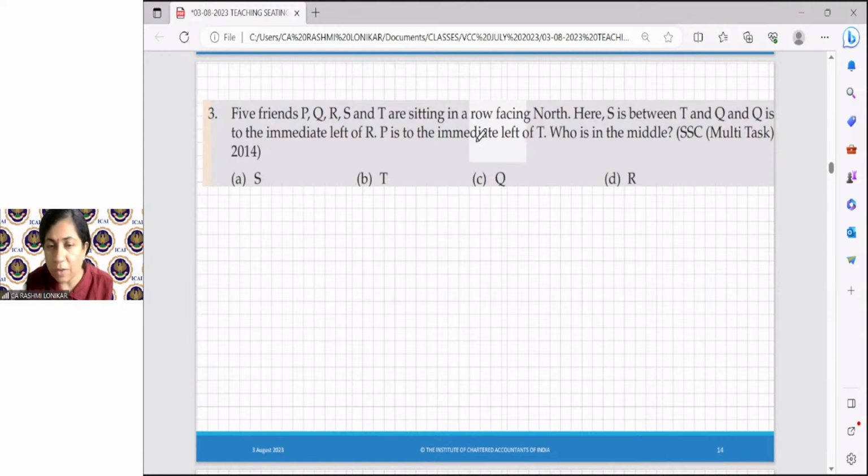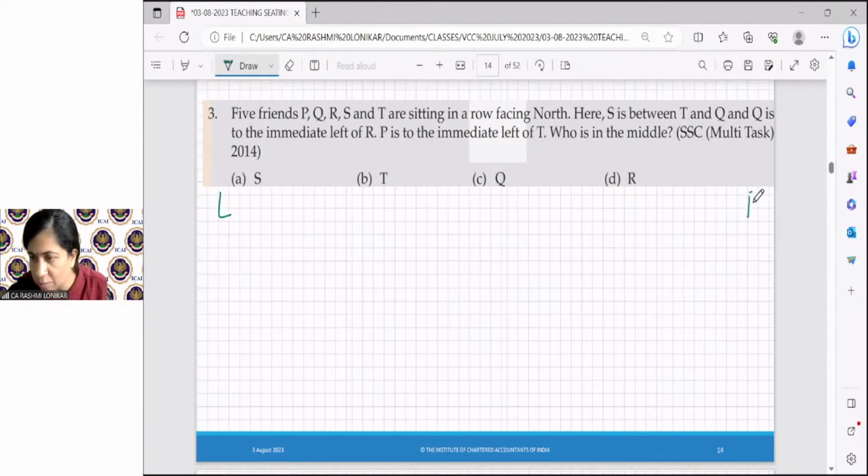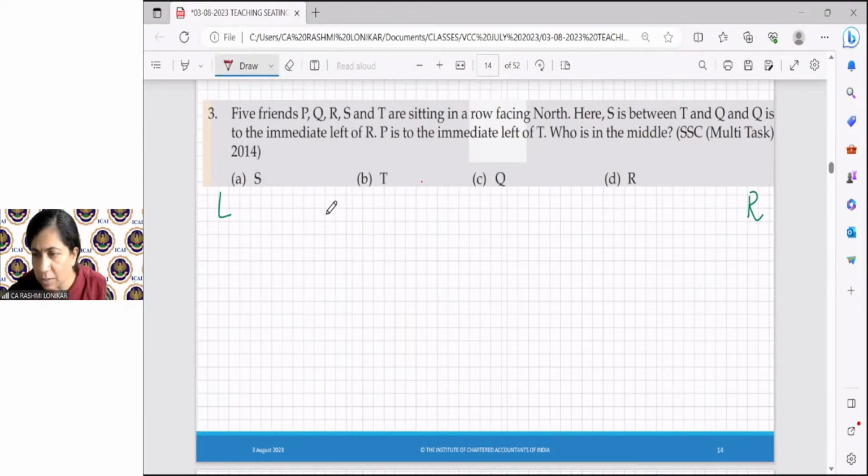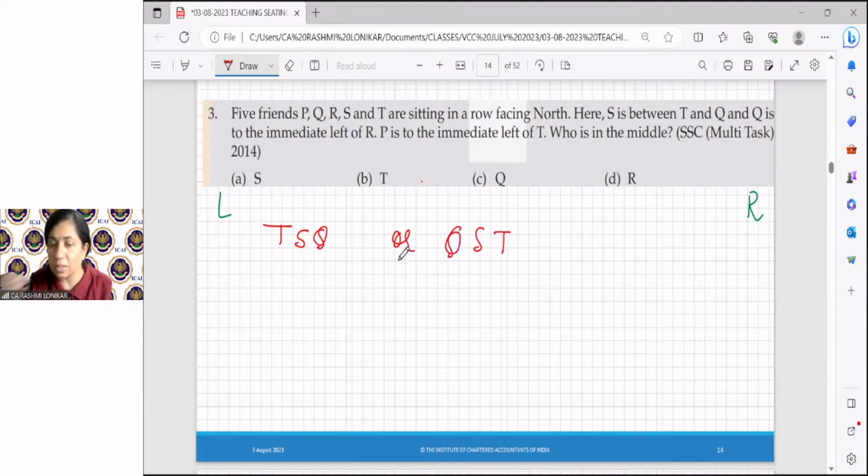Okay, 5 friends P, Q, R, S, T are sitting in a row facing north. This is my left hand side, this is my right hand side. S is between T and Q. Okay, so S is between T and Q. So I can have T, S, Q or I can have Q, S, T, because they're sitting in a row.